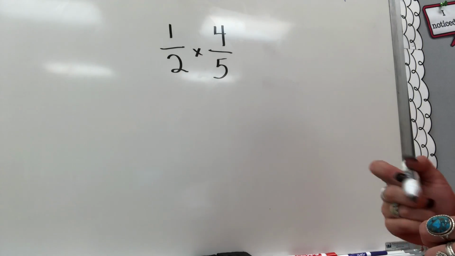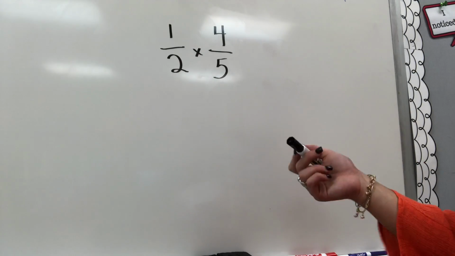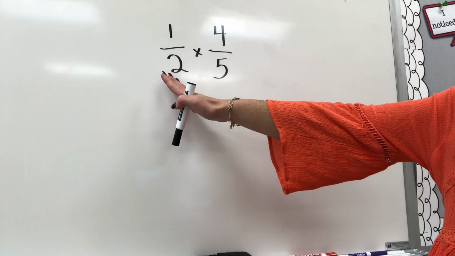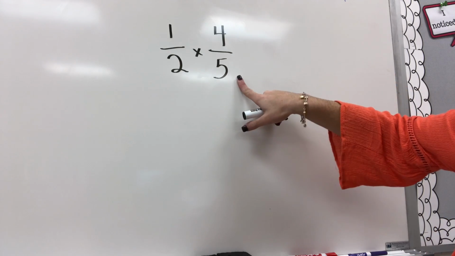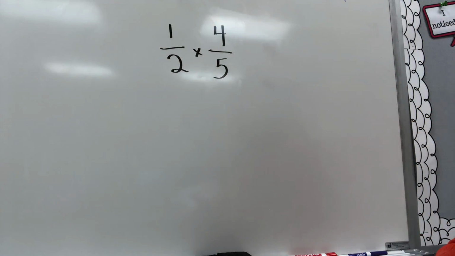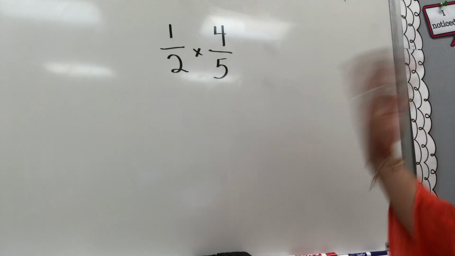In this video, we're going to talk about how to draw a model for a multiplication problem where your factors are fractions. Both of your factors are fractions. So here I have 1/2 times 4/5. Now I'm going to show 3 different ways to model this, 2 of which are very similar.